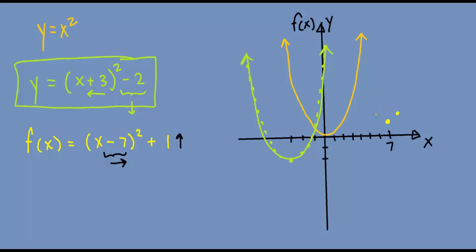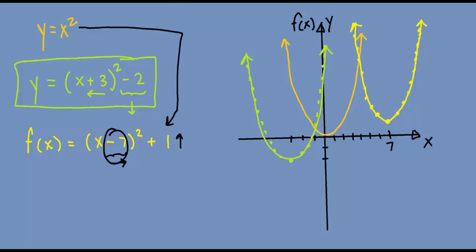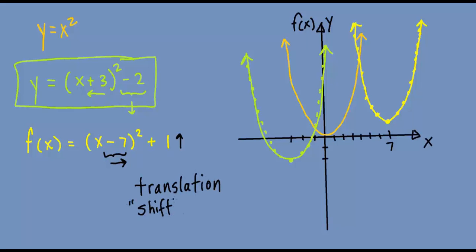And then as we kept inputting x's and getting outputs, we'd start to see points doing this. And all the points would run together and make a parabola. And the parabola would be the parent or simplest function up here, shifted right 7, up 1. All right, we call those shifts translations. And they can be either vertical or horizontal.